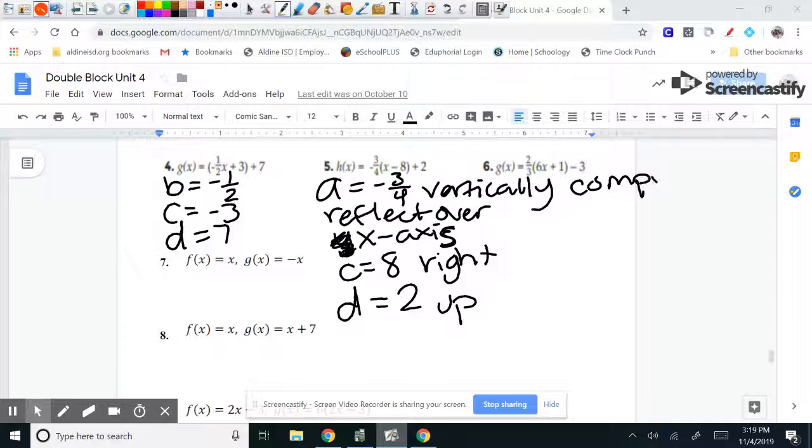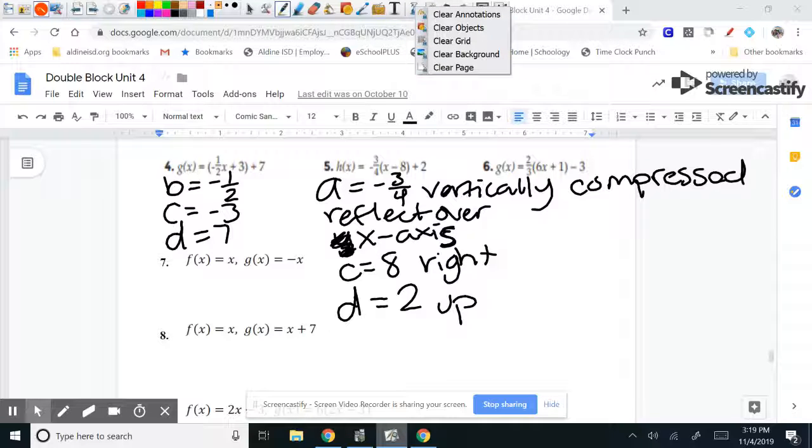Okay, I'm going to have to erase number 5 to give me room to help you with number 6. So we clear this one off. Make sure you pause any time.